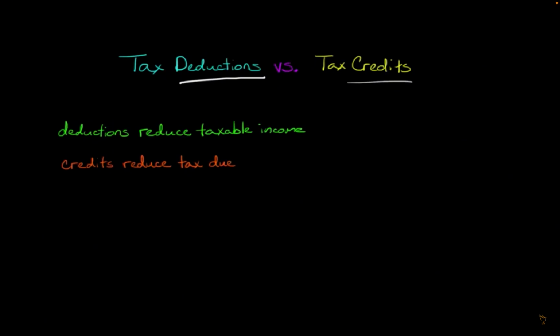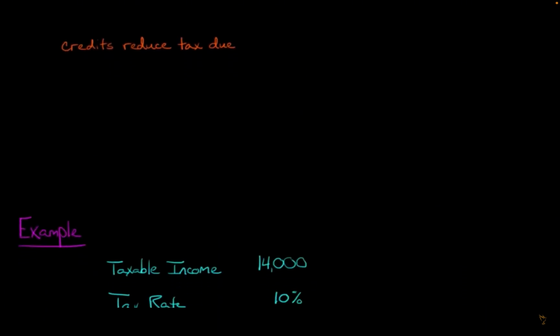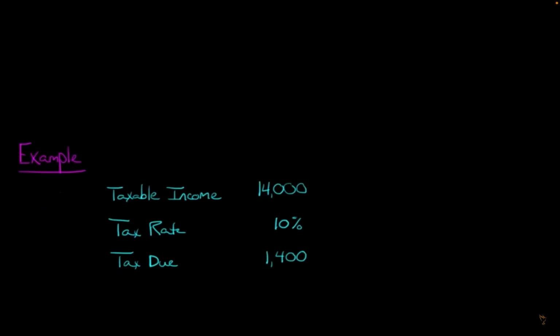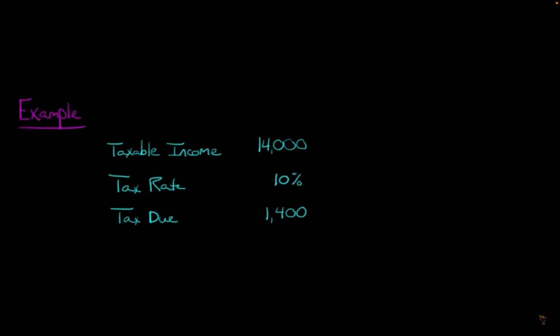So that might seem like a very subtle difference, or it might be a little too abstract for you. So let's just jump into an example, and it'll make it a little bit easier for you to understand. So let's say in our example that you have taxable income for a year of $14,000, all right? And your tax rate is just 10%, right? We're not going to get into progressive tax rates here to make it simple.